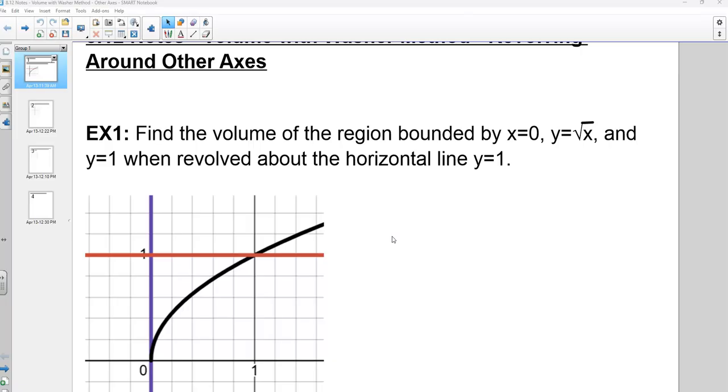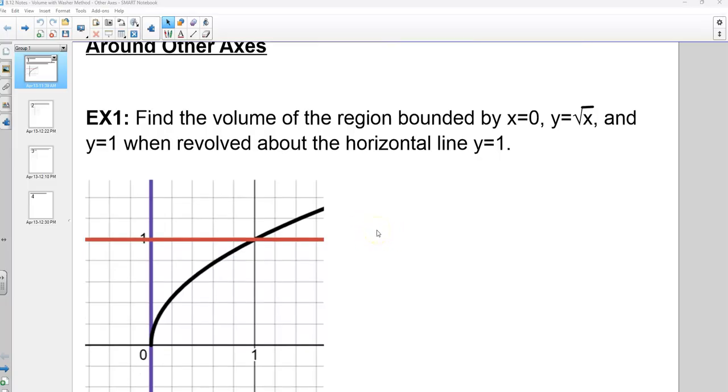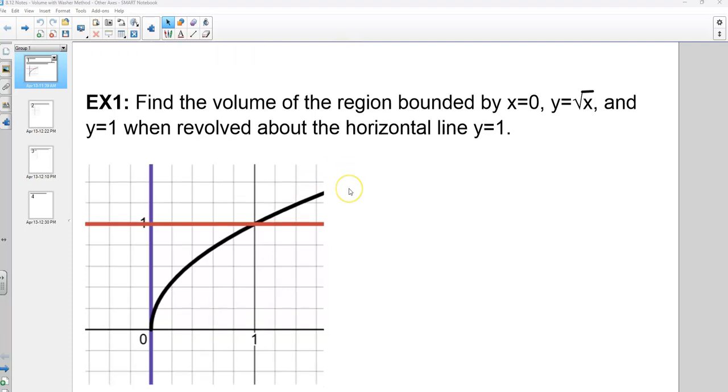Very similar to what you were doing last night. The only difference is since you are rotating around a line that is not one of the axes, you're going to have different values for your capital R of x and your lowercase r of x. So we're going to do setup on these because that's the really important part. I'm not going to try to solve any of these by hand because the setup is what matters. Some of these you may have to do by hand, but on the homework I'm also going to let you just set it up and then type it into the calculator to make sure you're getting the answer in the back of the book.